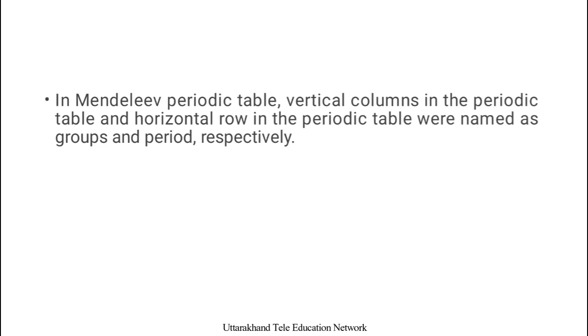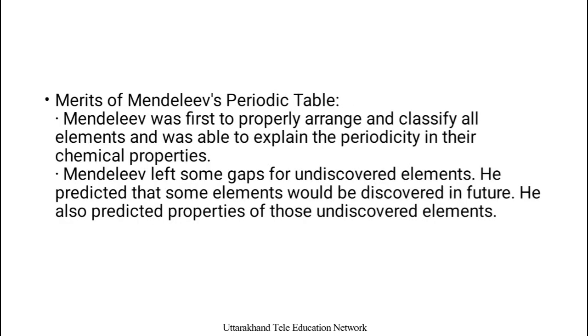In the Mendeleev periodic table, vertical columns and horizontal rows were named groups and periods. Now, the merits of Mendeleev's periodic table. Number one, Mendeleev was first to properly arrange and classify all elements and was able to explain the periodicity in their chemical properties.